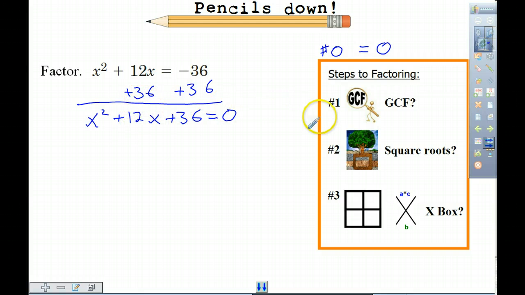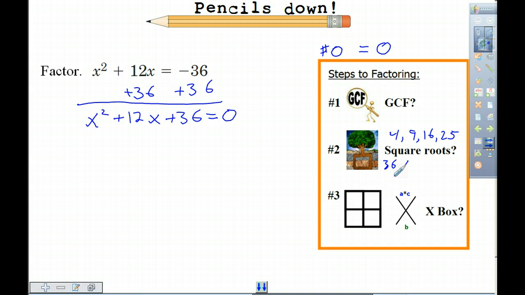If I was to do this, I'd look for GCF. There is none. Square roots. When I say square roots, what are we looking for? We're looking for perfect squares. Things you can take the square root of. We're looking for 4, 9, 16, 25. What's next?